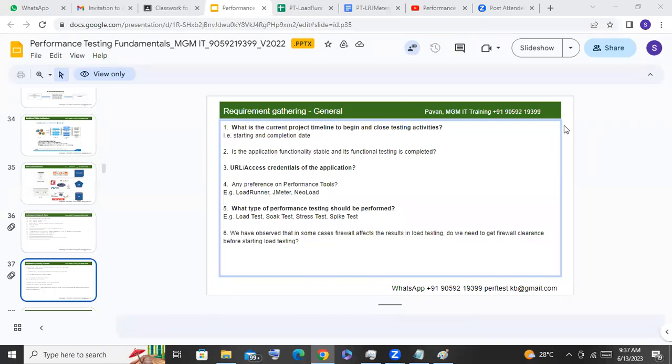Having said that, there is a huge license cost involved for LoadRunner. So what happens is some of these companies, instead of putting in the license cost, go for the JMeter tool, and they try to get the performance testing done with JMeter.